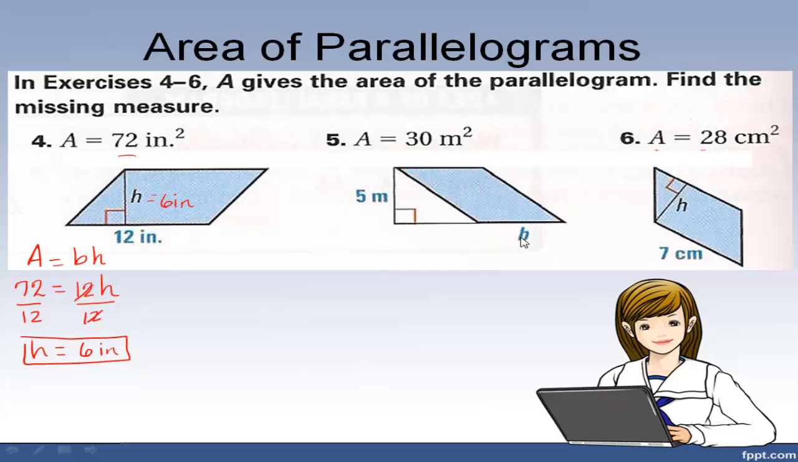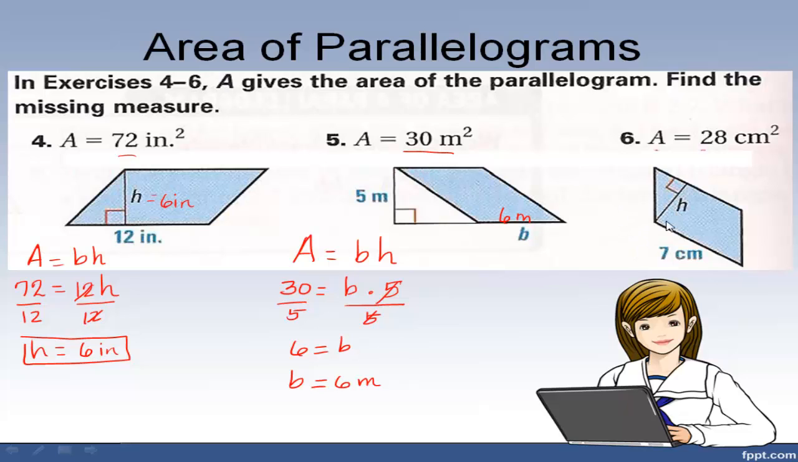For this one, I don't have the base. I do have the height. So let's write our formula. Area is equal to base times height. Let's plug in the information we have. Area is 30. Base, I don't know what that is, but I know it's times 5. Now, how do I isolate B? Well, I divide by 5 on both sides, and I get that 6 is equal to B, or B is equal to 6 meters. So that's what this base is, 6 meters. Okay? And you can check. 6 times 5, 30. So that checks out.